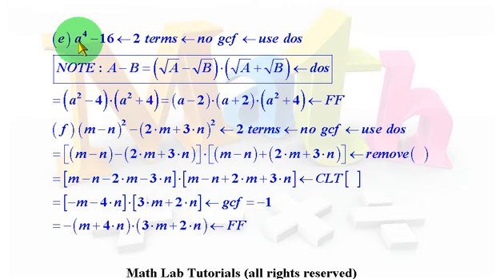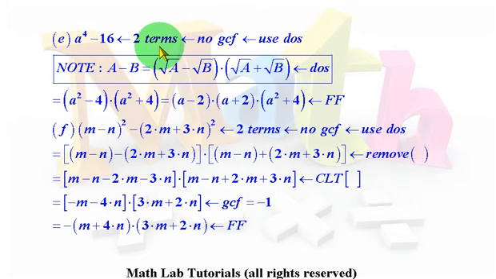This a to the power 4 is actually a perfect square. It can be written as a squared all squared. And 16 is actually a perfect square. It can be written as 4 to the power 2. And that's why this is called a difference of squares.